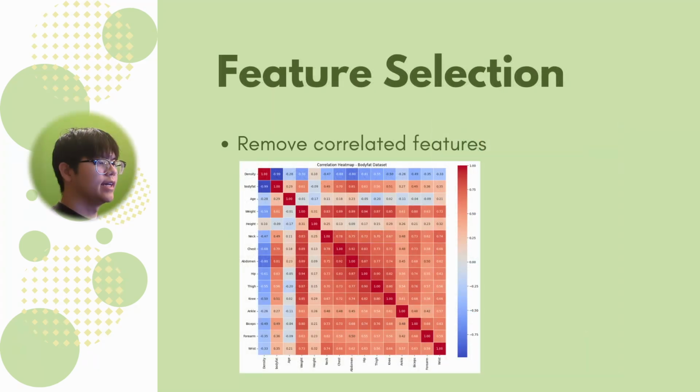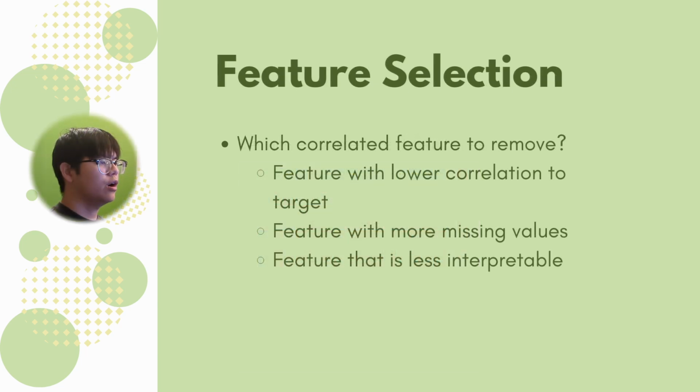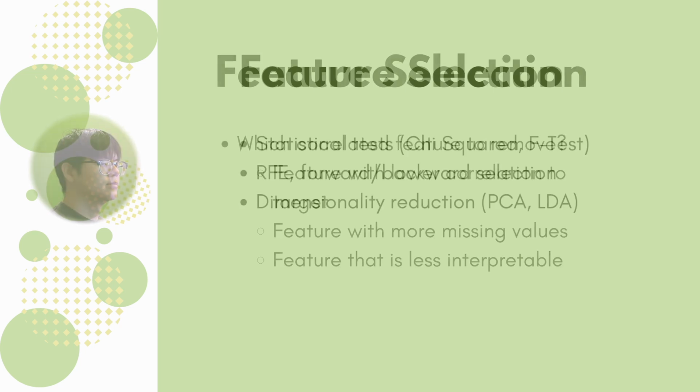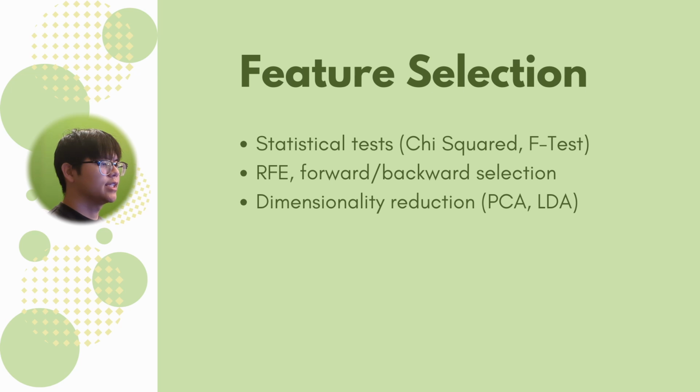It is also a good idea to remove correlated features. To identify them, use a correlation heat map. There are no hard rules on which correlated features to remove. Each case is different and you have to use your own judgment and understand the trade-offs. That being said, the ideal feature to remove would be the feature that has less correlation to the target, has more missing values, and is less interpretable. More advanced feature selection techniques can be applied, including statistical tests, wrapper methods, and dimensionality reduction techniques.